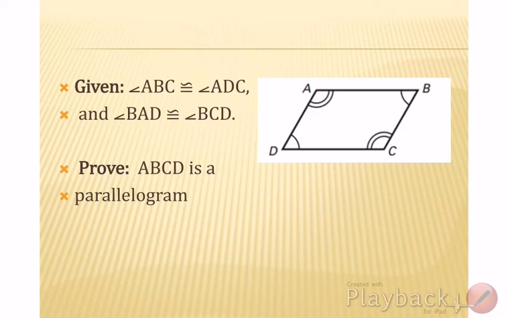When information has been given that angle ABC is congruent to ADC, angle BAD is congruent to angle BCD, prove quadrilateral ABCD is a parallelogram. Okay, by now you should be ready to set up your own 2-column proof. Statement on the left, reason on the right. I suggest that you give 1 line for each of the given statements. I'll write that out, just copy what you see for the 2 sets of congruent angles.